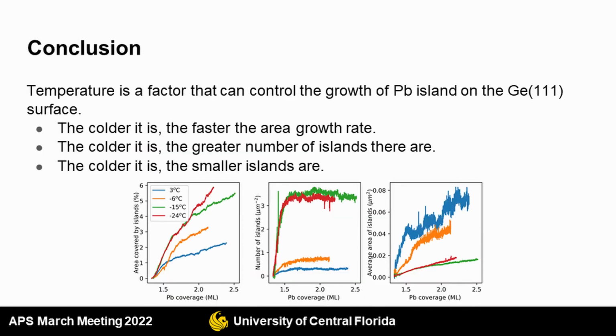So, in conclusion, what we have found is that the colder the temperature is, one, the faster the area growth will be, two, the more number of islands there will be, and three, the smaller the islands will be. All of these are similar to that of silicon as previously studied, and these results also show that temperature is a factor that can control the growth of lead islands on uranium-111.